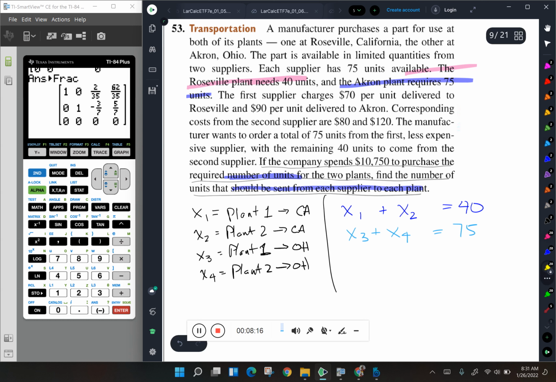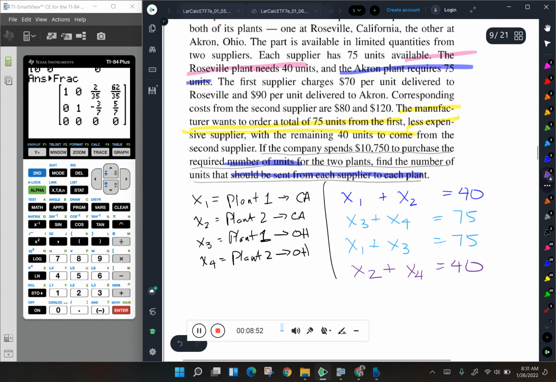The manufacturer wants to order 75 units from the first plant. So that means that x1 plus x3 has to equal 75. And then 40 from the cheaper plant. So that means that x2, or from the more expensive plant, sorry, plus x4 must equal 40. And then we're going to spend a bunch of money, so we need a money equation.